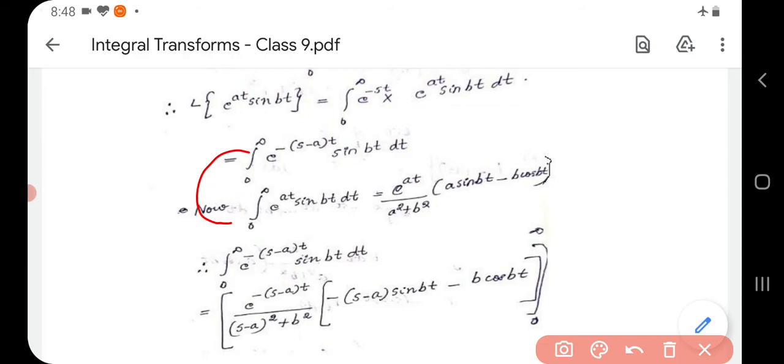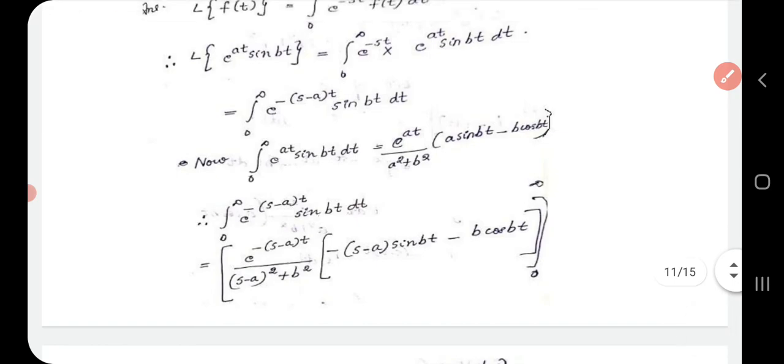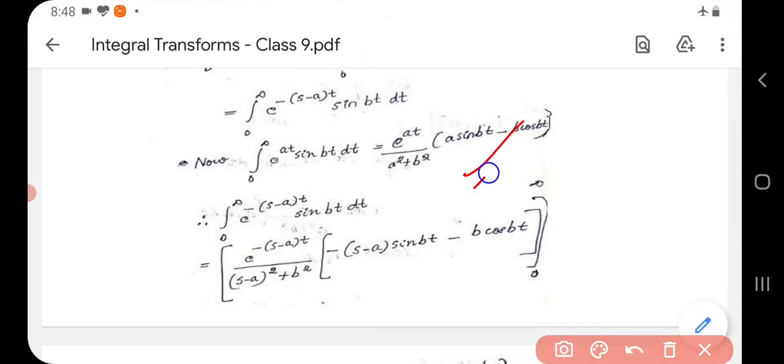That is here also, that is of this form. This one, here, in place of e raised to at you will have e raised to minus of s minus a, because your a is here minus of s minus a. Okay, so just, and b is b itself.